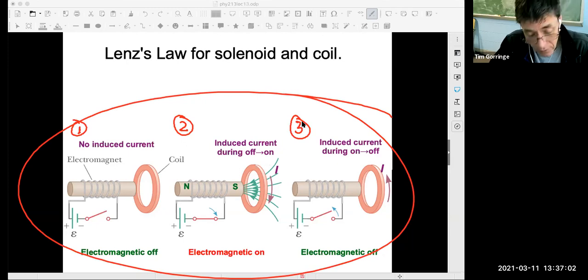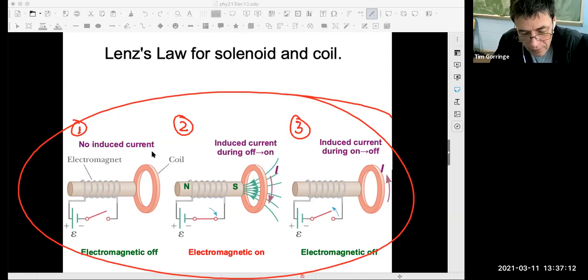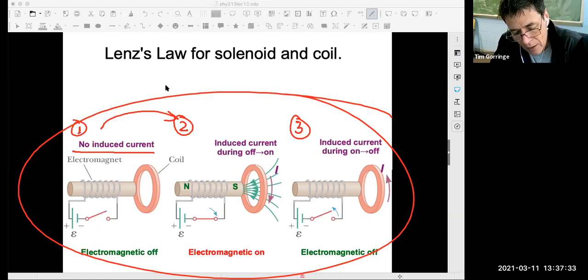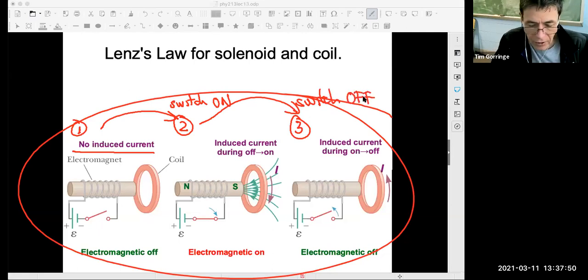What I am doing, look, the solenoid is connected to a battery and a switch. Originally, the switch was open, so the solenoid was off. There's no magnetic fields, no induced EMFs, no induced currents. But then, as I go to picture number 2 in the center, I'm going to switch the magnet on. And then as I go to picture number 3, I'm going to switch the magnet off.